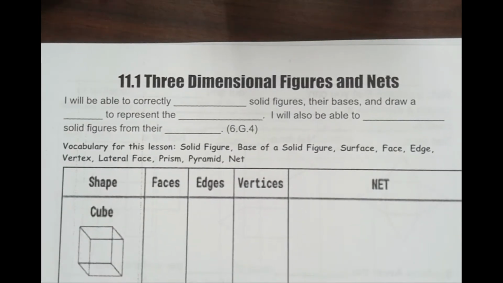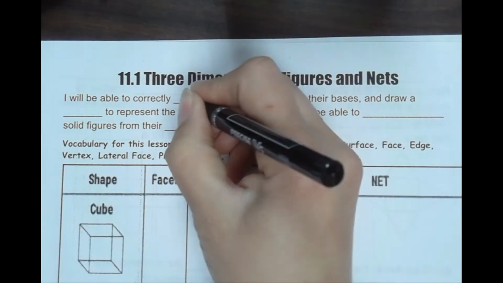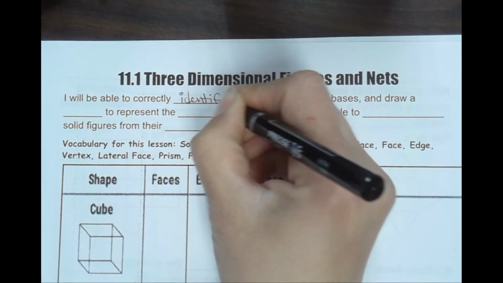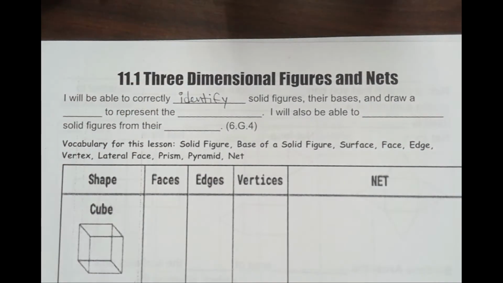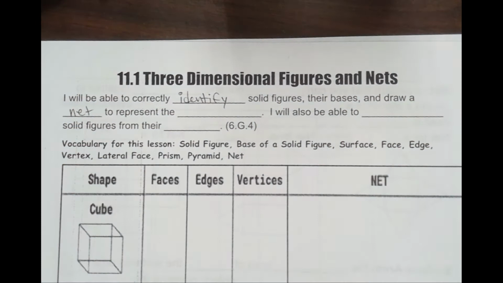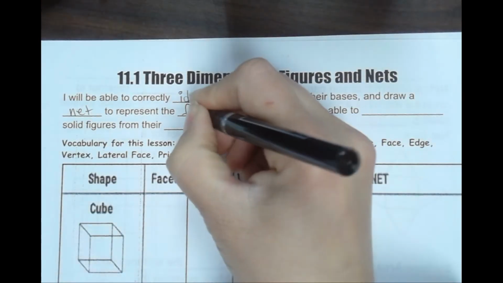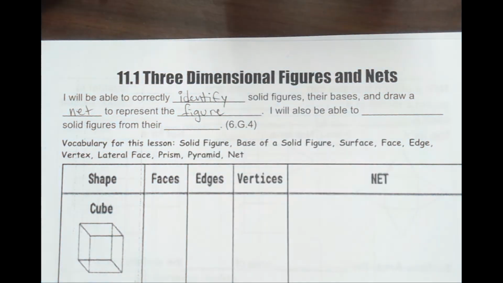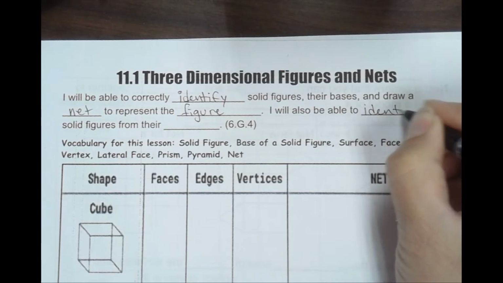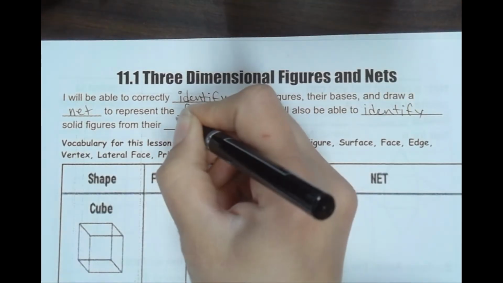Welcome back. This is lesson 11.1 journal. We're talking about three-dimensional figures and nets. I will be able to correctly identify solid figures, their bases, and draw a net to represent the figure. I will also be able to identify solid figures from their nets.